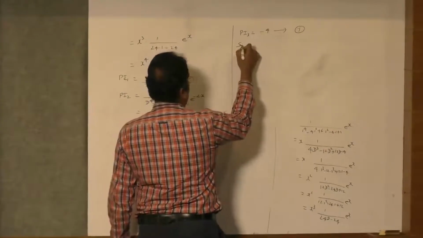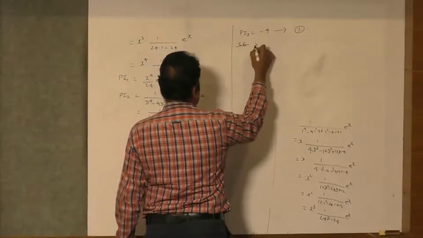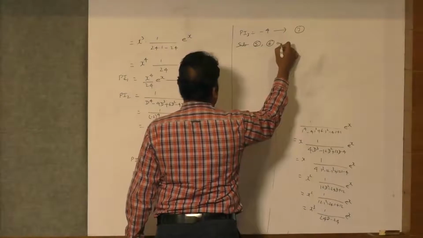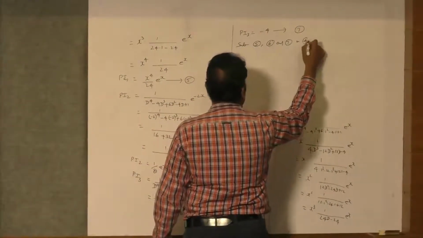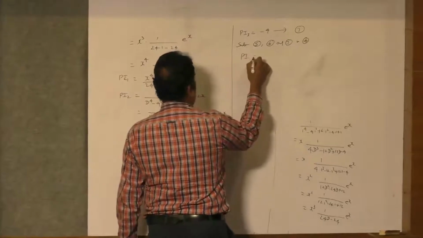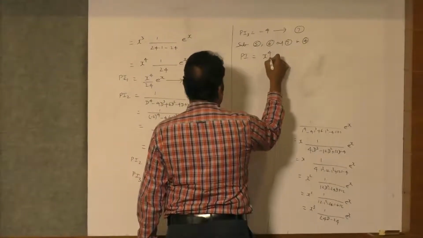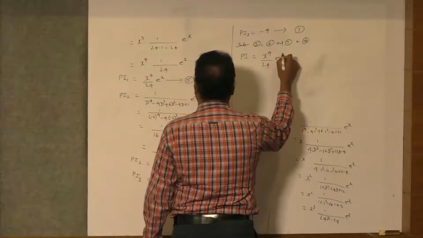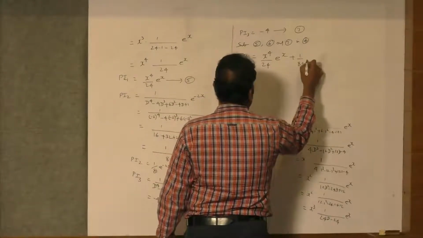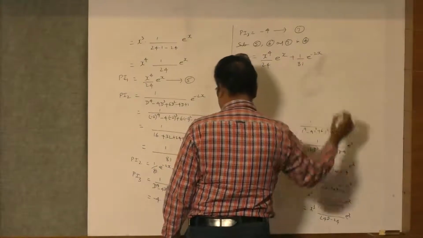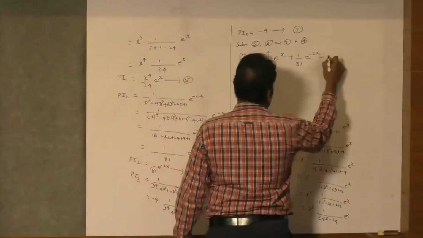Now substitute equations number 5, 6 and 7 in equation number 4. We get pi is equal to pi1, that is x to the power 4 by 24 e power x, pi2 plus 1 by 81 e to the power minus 2x, plus pi3, that is minus 4.